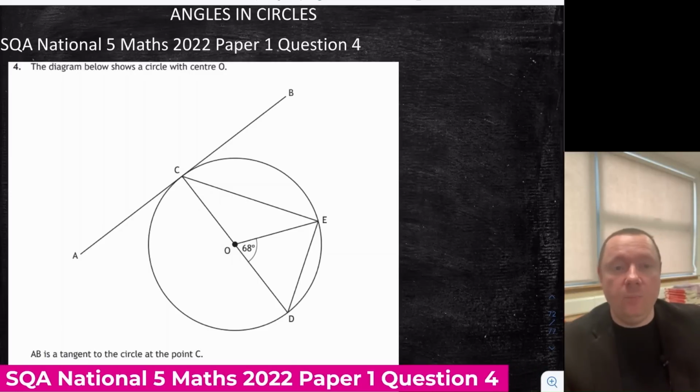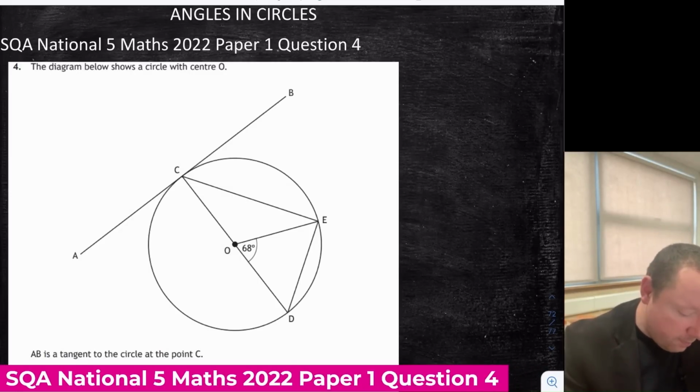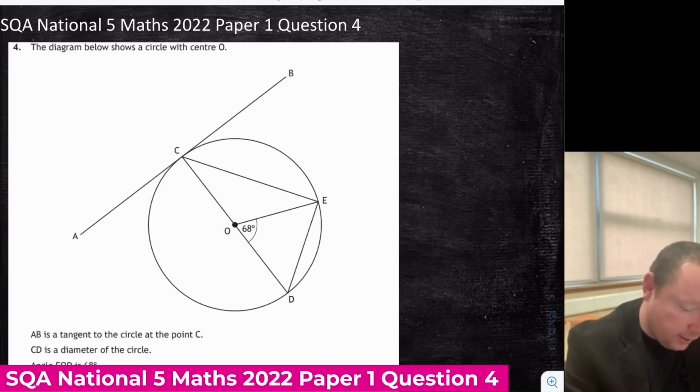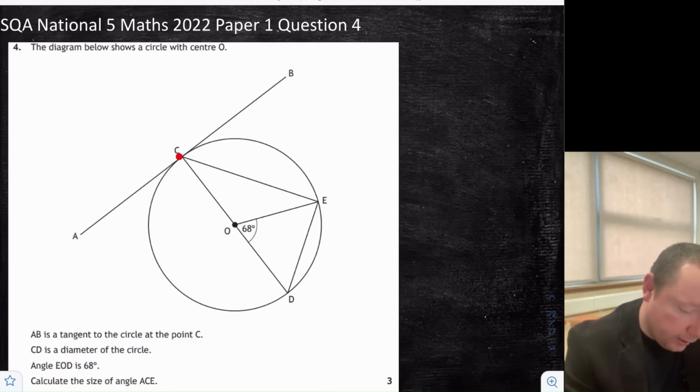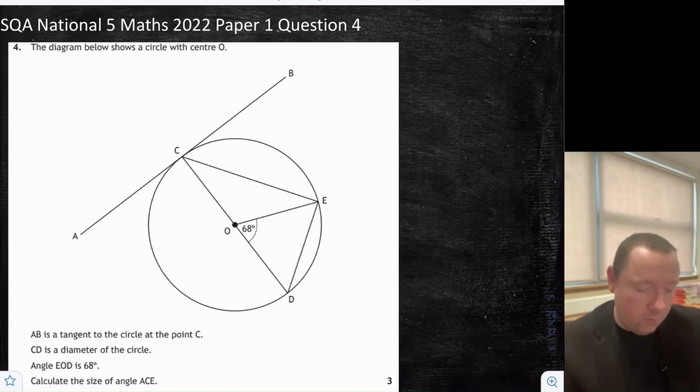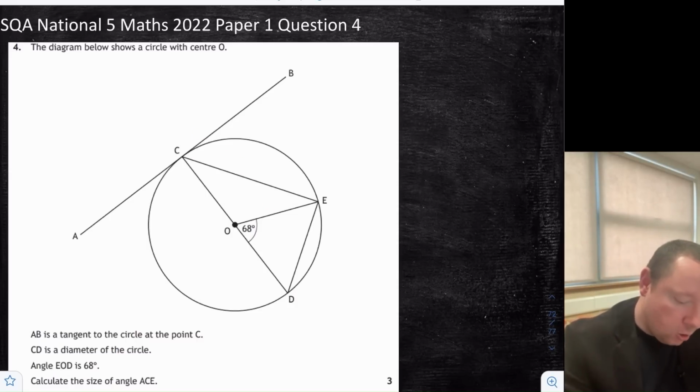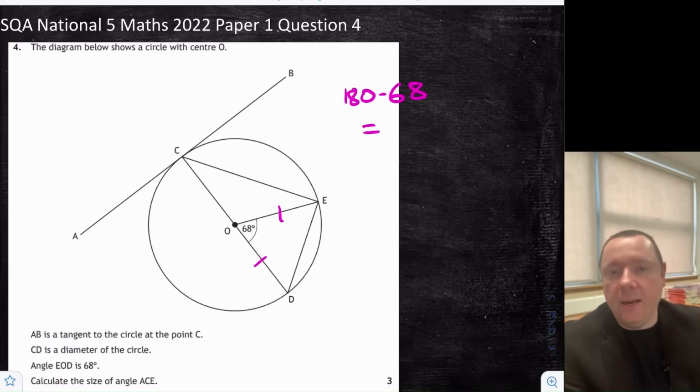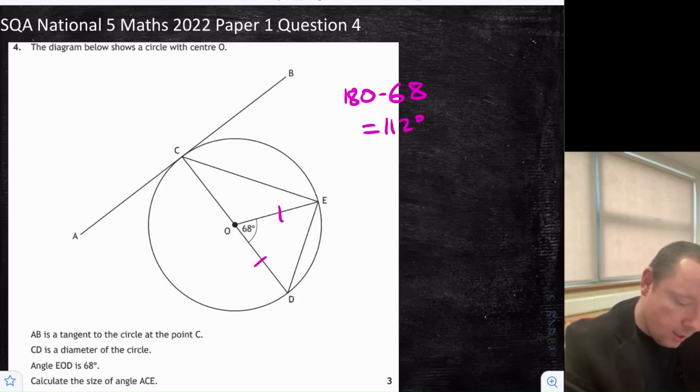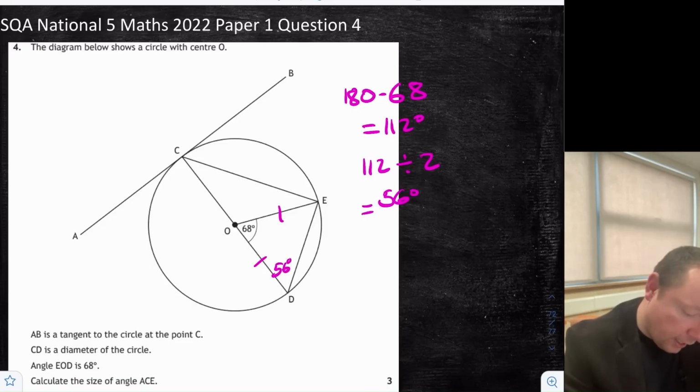National 5 Maths 2022 Paper 1 Question 4 had this diagram, and we have to calculate the size of ACE. So that goes from here to here to here. But as usual, I'll just start with the angle I'm given and work up to it. So I've got 68 here. Is this an isosceles triangle? Yes, it is. So I can do 180 minus 68. That is 120 minus 8, 112. So 112 divided by 2. 2 into 11 goes 5, 56. So we get 56 down this side.